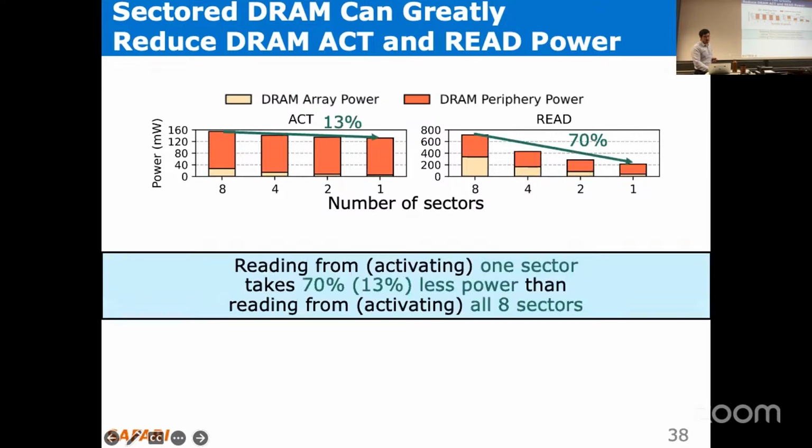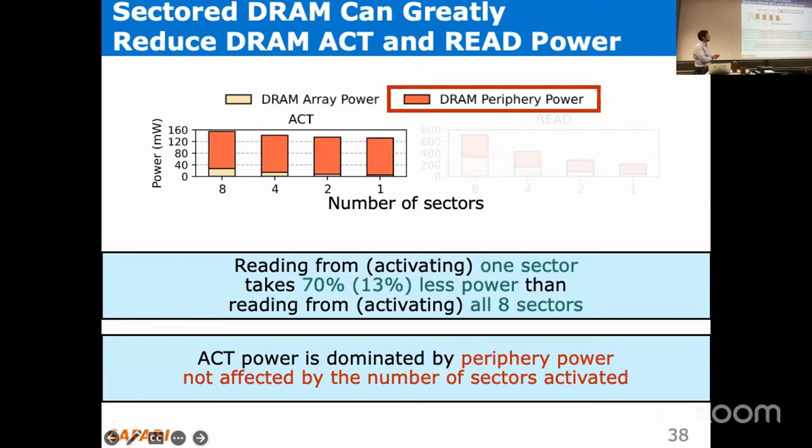We make 2 observations here. First, reading or activating 1 sector can greatly reduce power consumption compared to reading or activating 8 of them. And we observe that activate power is dominated by periphery power, which is marginally affected by the number of sectors you activate. So you cannot reduce activate power as much as you can reduce read power.